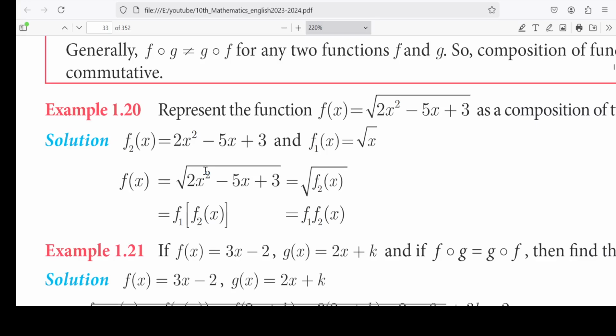In this video, we'll be solving the problem example 1.20.